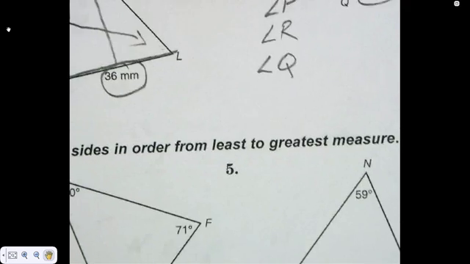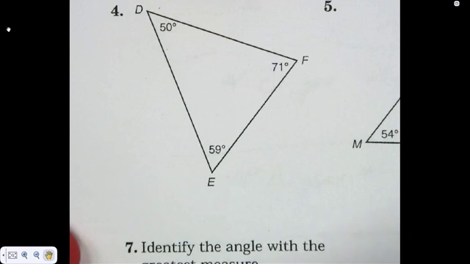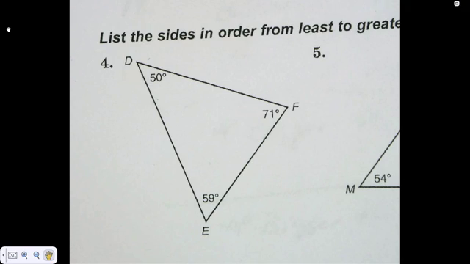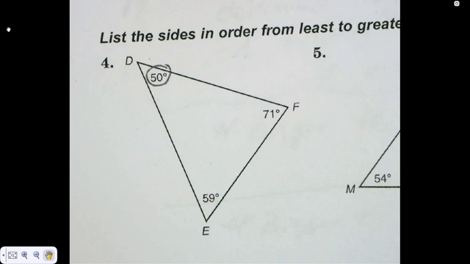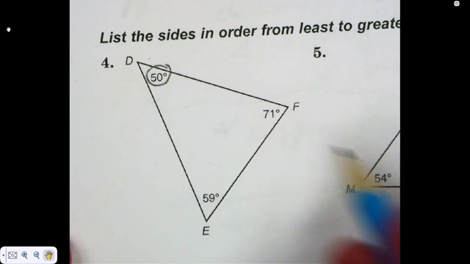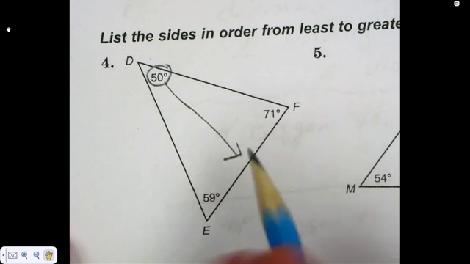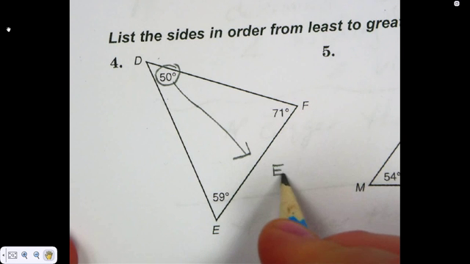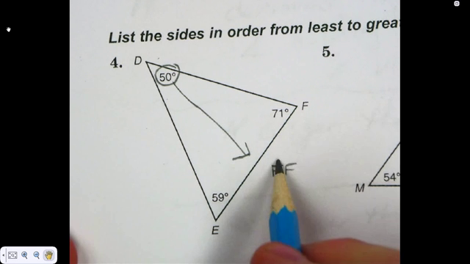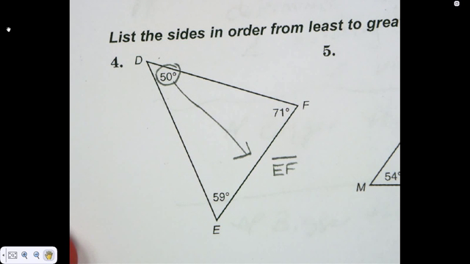Here they want us to name the sides from what? Least to greatest. To find the smallest side, I need to find the smallest what? Now, when you do these problems, of course, draw the figure, label the figure. When you write the answer, write it correctly. What is the side holding the smallest angle? That's the smallest angle. What side is it holding? So what's the smallest side? Do I write it like this? No. That means the length from E to F. That means segment EF. Okay, what's the next biggest side?